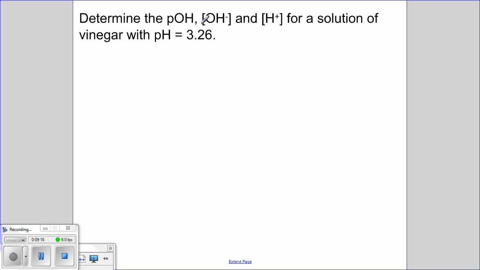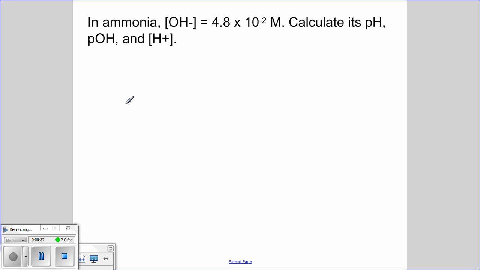Last bit here. I want you to determine all of the concentrations and the pOH of a vinegar solution. Vinegar is just a solution of acetic acid and water, so if I ever say vinegar, you should be thinking acetic acid. You guys can do this problem where you take your pH and you get each of the other quantities. So you do this one. The next one is also for you.